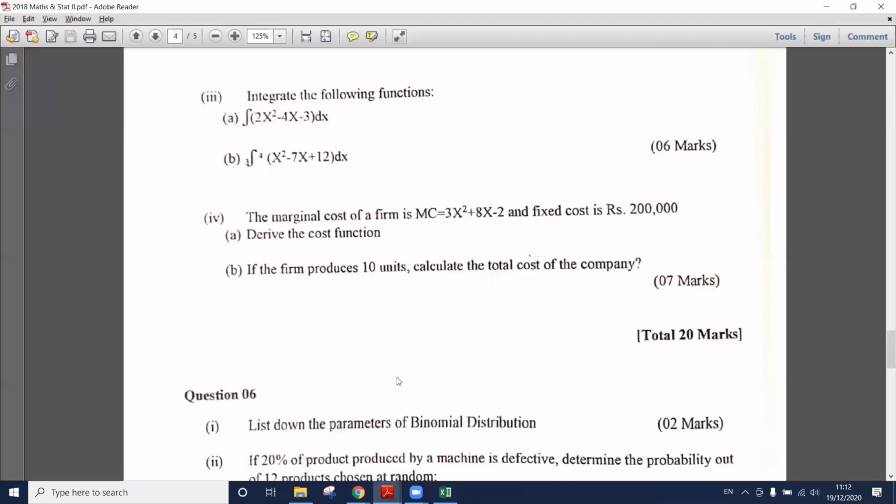Part 4 will be an application again, right? Here it says the marginal cost of a firm is given by this function, MC, marginal cost. And fixed cost is 200,000. In part A, we need to derive the cost function, right? Marginal cost function, fixed cost.